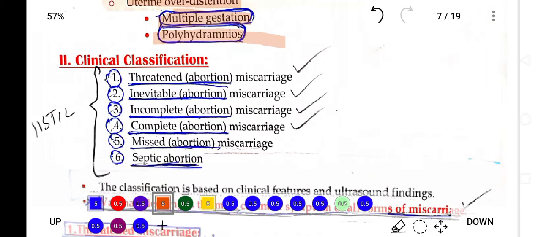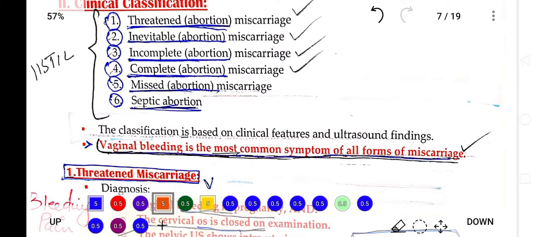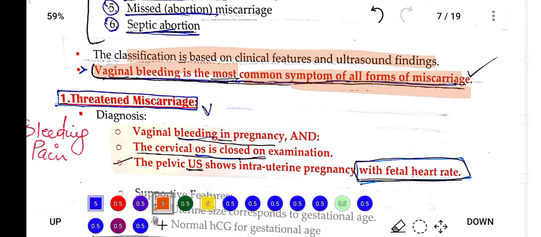Now, clinical features and the classification of the miscarriages. There are different types of miscarriage like threatened abortion, inevitable abortion, incomplete, complete, missed, and septic abortion. These are six types of miscarriage. Now, the classification is based on the clinical features and ultrasound findings. Vaginal bleeding is the most common symptom in all types of miscarriage. Means all types of miscarriage will present with the complaint of abnormal vaginal bleeding during pregnancy.